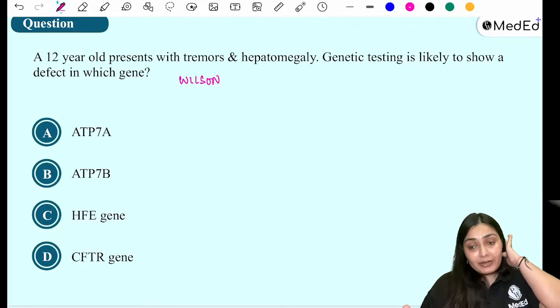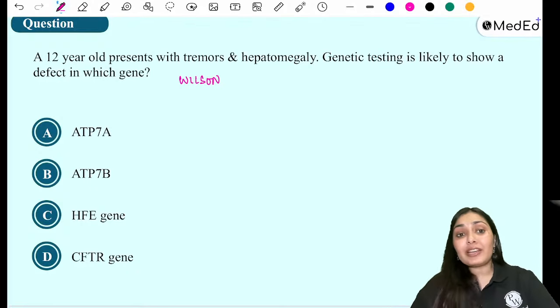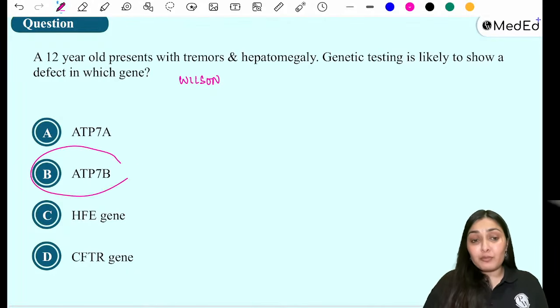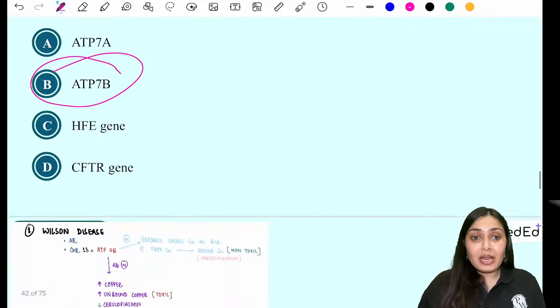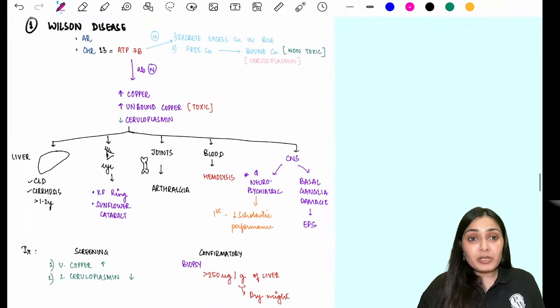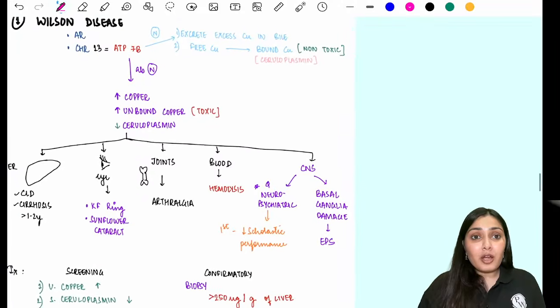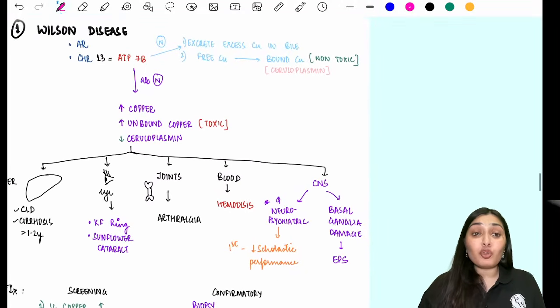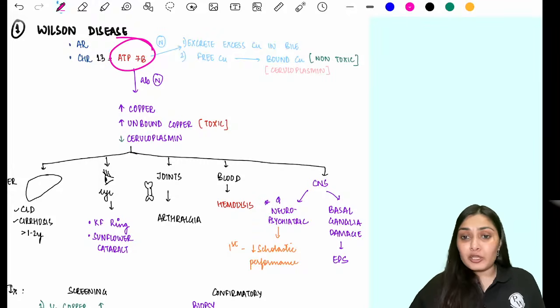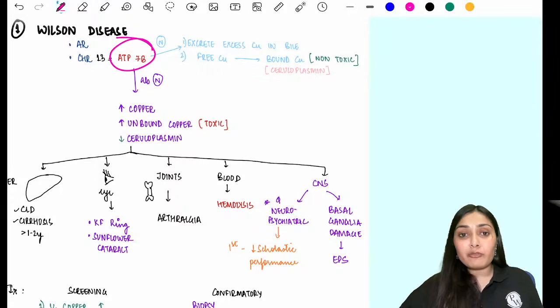And which genetic defect is there? We all know the genetic defect in Wilson's disease. What's that? ATP7B gene. So now let's start with this Wilson's disease revision. So what is Wilson's disease? Autosomal recessive condition. Here the ATP7B gene, which is on chromosome number 13, is affected. Normally this gene codes for a copper transporter. This copper transporter excretes my excess copper into the bile so that it can be excreted from my body.